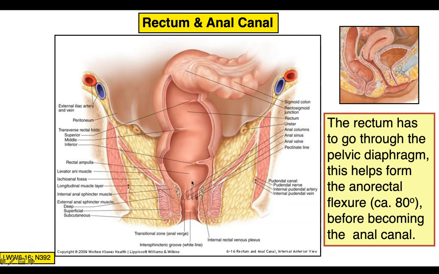So the terminal distal part of the rectal ampulla is continuous with the narrow anal canal, and the anorectal junction is this one. This is the anorectal junction. So you can see the rectum, the rectal ampulla, and then abruptly it becomes narrow, and it passes through the pelvic diaphragm, which closes the pelvic outlet, and it forms the anal canal.